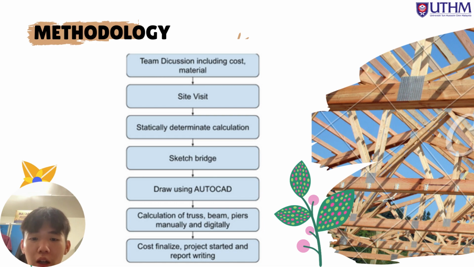And then we sketch out our bridge using a piece of paper and also AutoCAD. Next, we follow up with a calculation of truss, beam, and piers, manually and digitally. We calculate it digitally by using StatPro. And finally, we finalize our cost and start building the bridge.